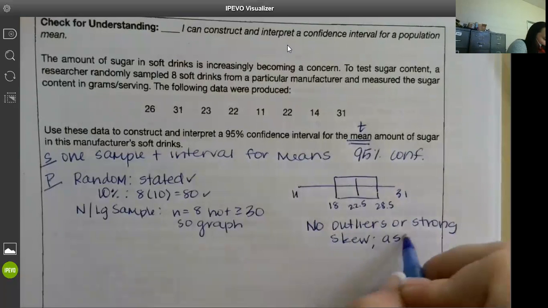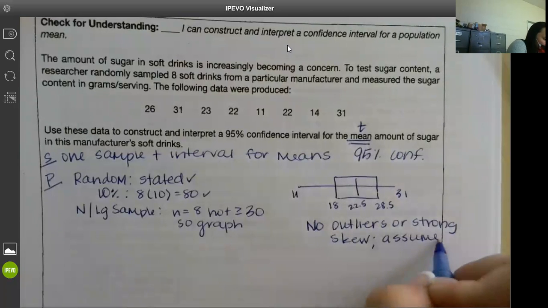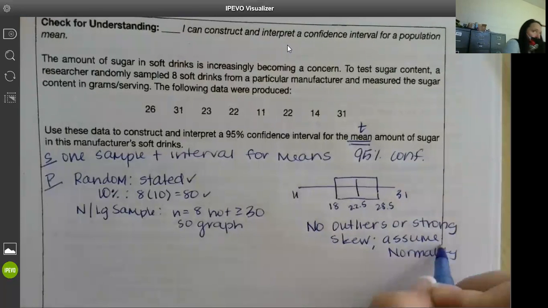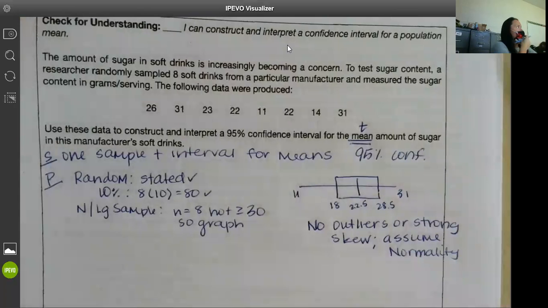So we assume normality. You have to write that. You have to. Okay. Since we assume normality, we can continue with our interval. So we're going to go to the do part.